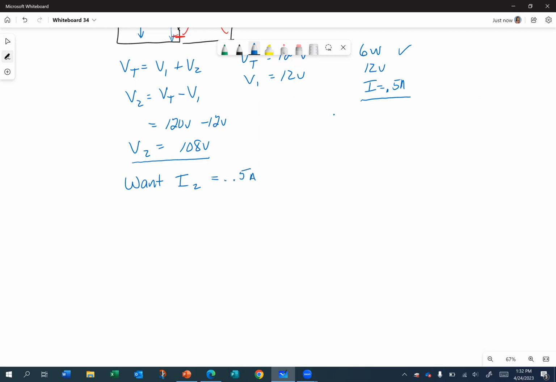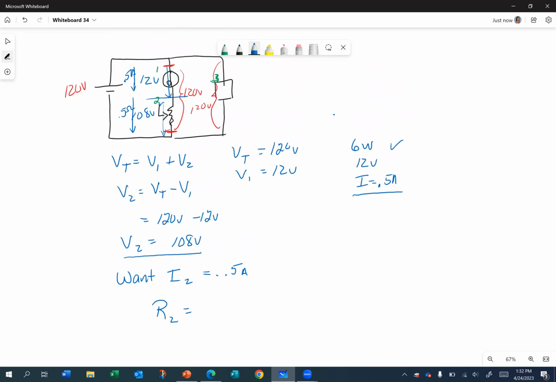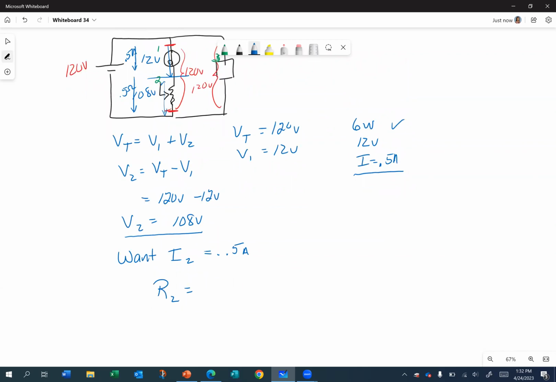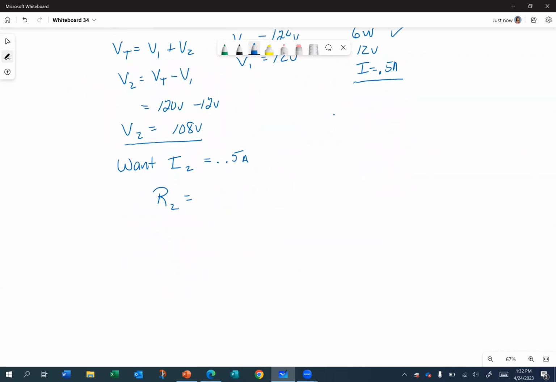So what is the resistance of our variable resistor? In this circuit, I'm calling it number 2. That's my variable resistor. So the resistance of that has to be the voltage that I needed to have, V2, over the current that I needed to have. So this is going to be 108 volts divided by our 0.5 amps. So R2 is equal to 216 ohms.